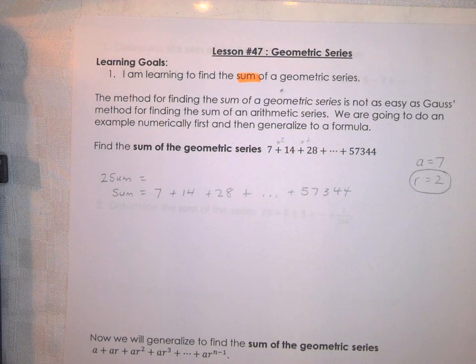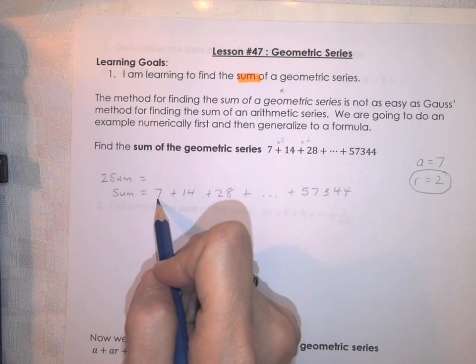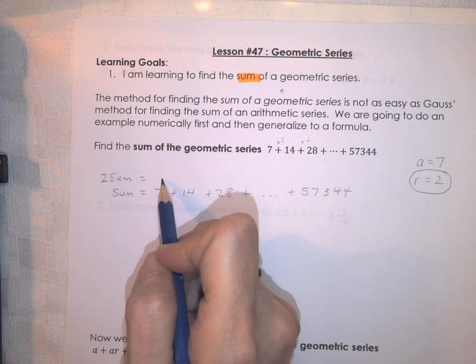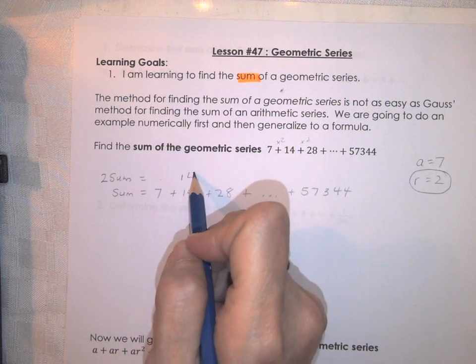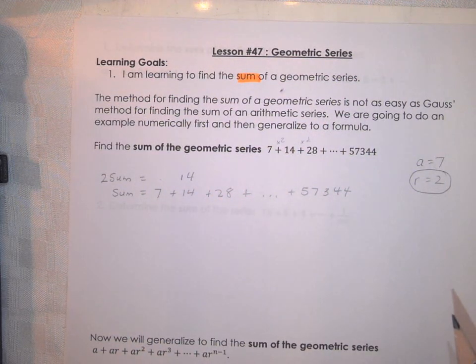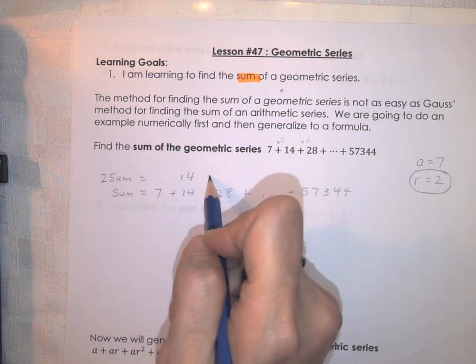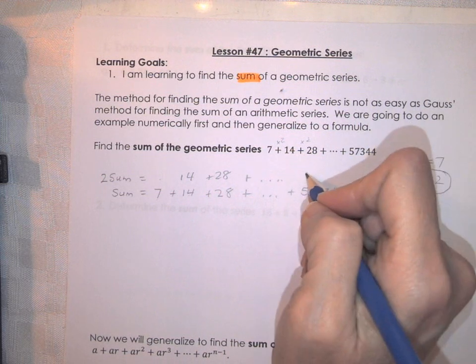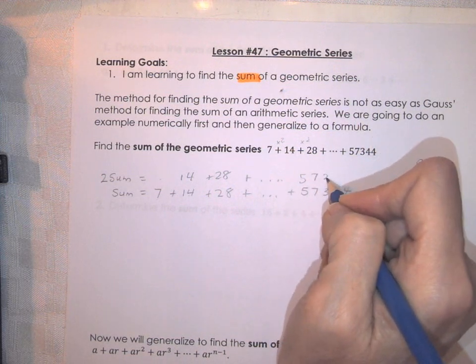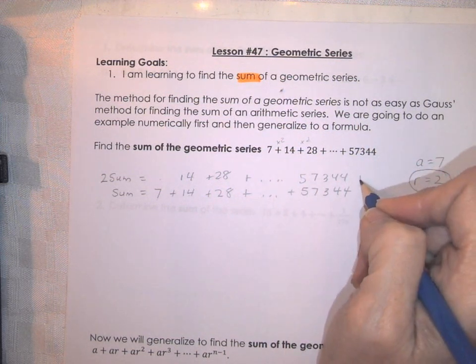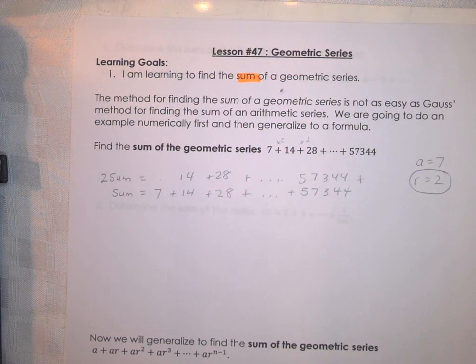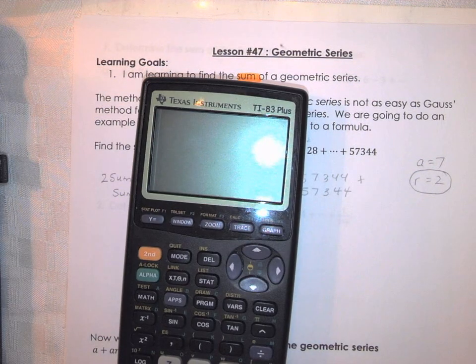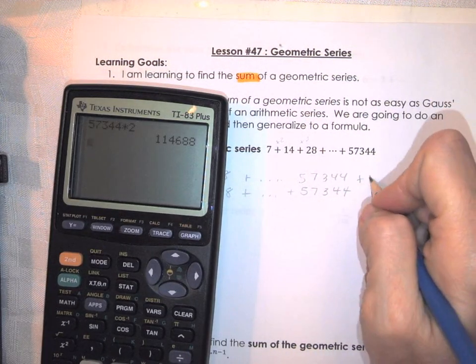Okay? So if I multiply 2 times 7, it's 14, but I'm not going to put the 14 above the 7. I'm going to put it over here, because you'll see what we do next. And then if I multiply 14 by 2, I'll get 28, and so on. Eventually, I'll get 57,344, and then my last term will be, if I multiply 57,344 by 2, 114,688.